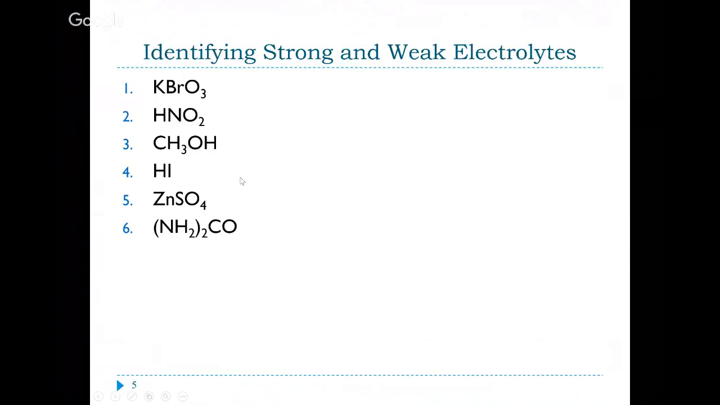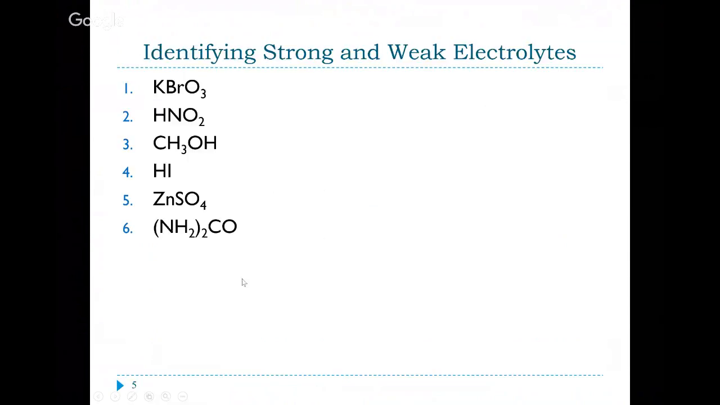So here, when I look at this ionic compound, I know it's ionic because it starts with the metal. So this is the potassium bromate. I know that potassium is always soluble, so this salt would be a strong electrolyte. HNO2, I recognize this as an acid. I go back to my strong acid list. It is not listed. Therefore, it is a weak acid and a weak electrolyte.